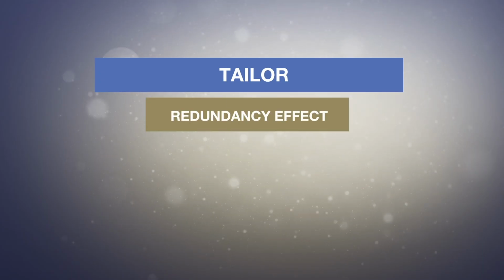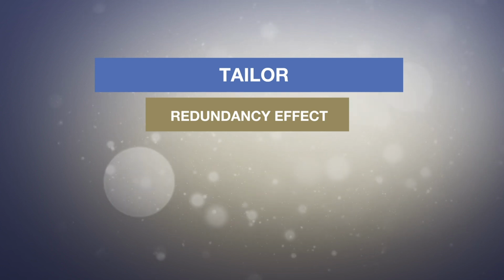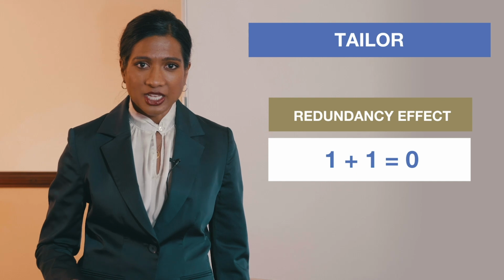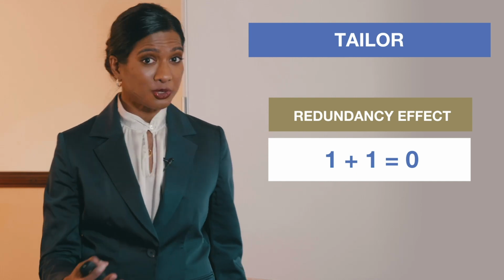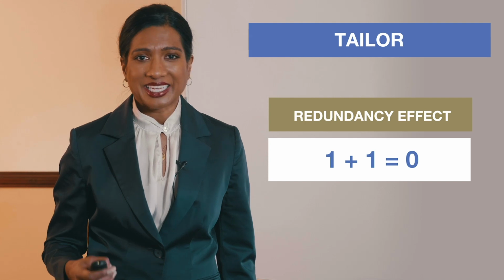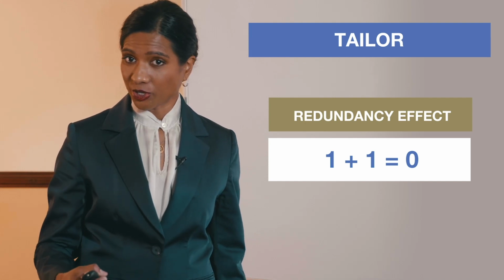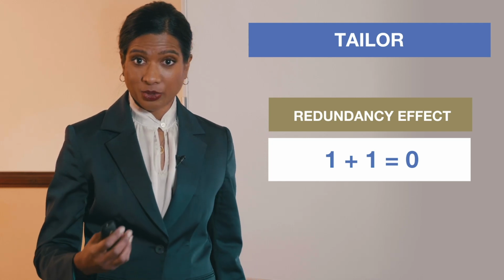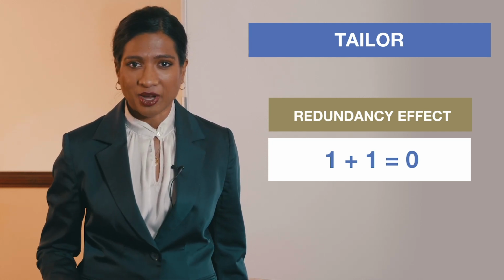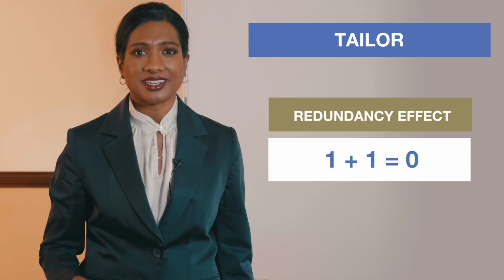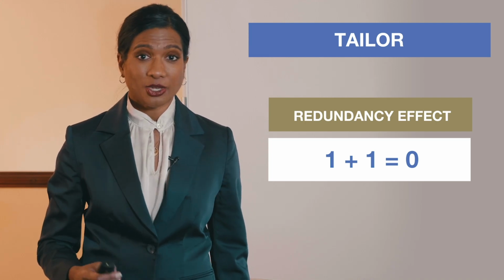There is something that's known as the redundancy effect, which says that 1 + 1 equals to 0. So if the first 1 equals to you speaking to your audience, the second 1 equals to what you're putting on your PowerPoint slide. Now let's assume that you are speaking and you have a very busy PowerPoint slide. What the audience actually takes in is 0. So you have 2 options.